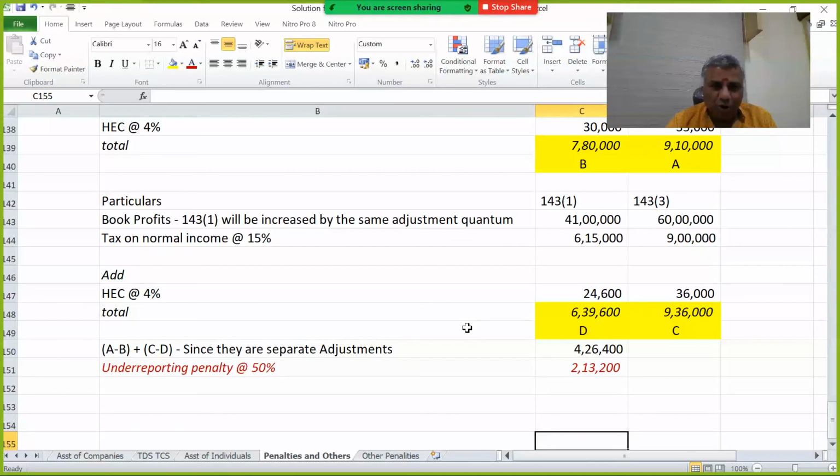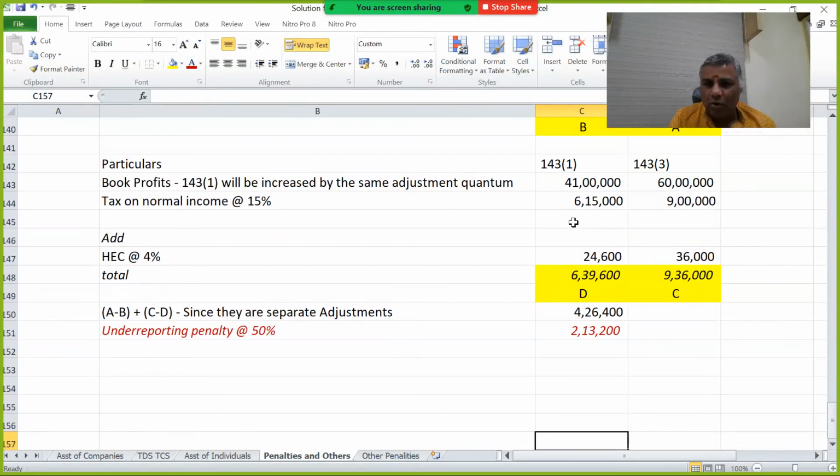Once more, they have not questioned it. Suppose they question it, don't leave it; just be confident. Whatever is the common adjustment, increase the quantum in D.